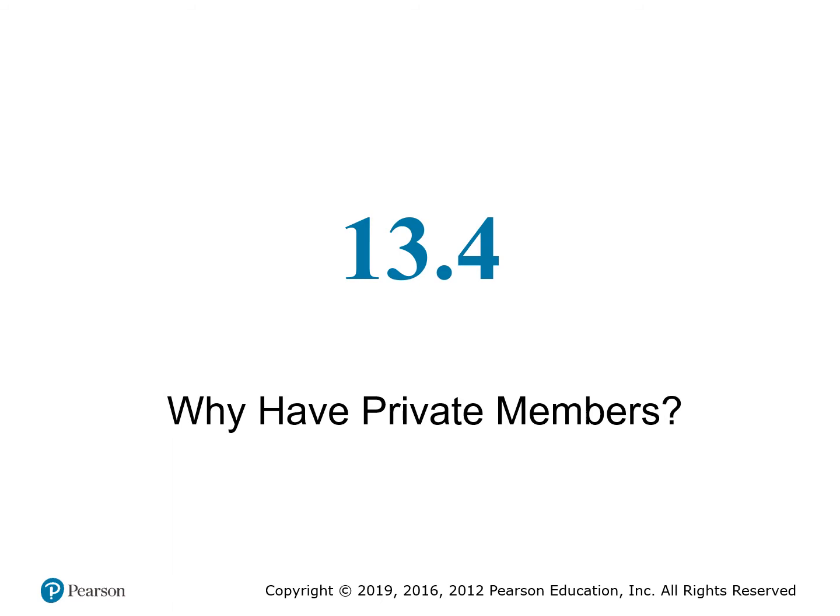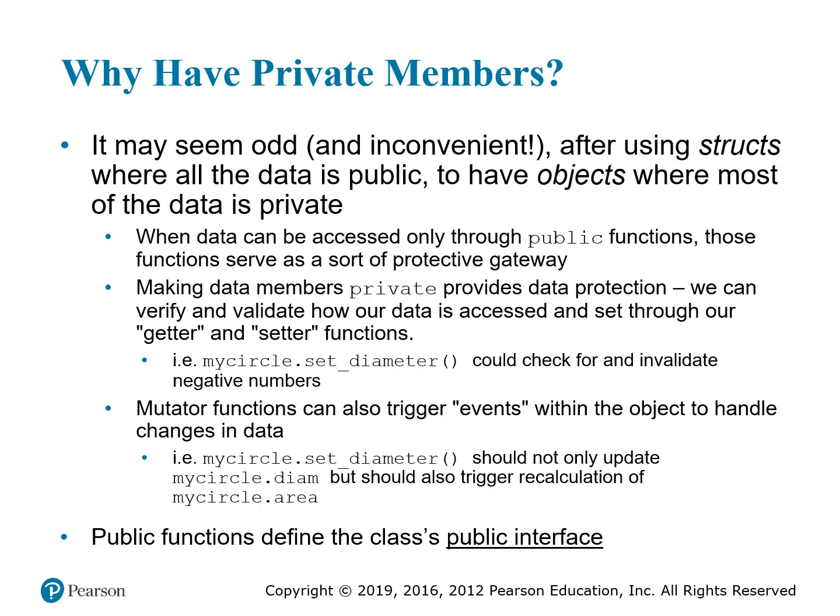Now, a little bit of the rationale for why we have private members. Why do we do this data encapsulation business? It may seem odd after you've worked with structs for a while where all the data is public. It may seem inconvenient to have to use these getter and setter functions. But when data can be accessed only through public functions, those functions serve as a sort of protective gateway.